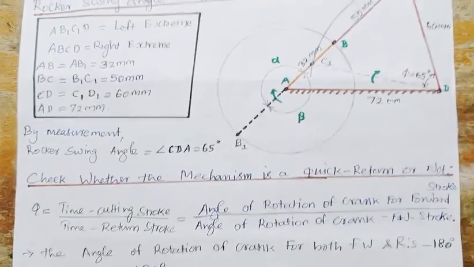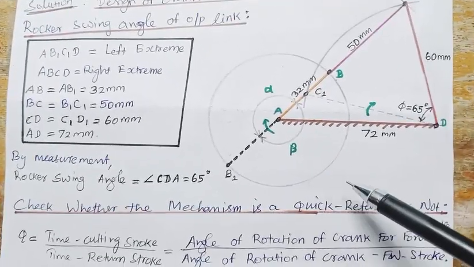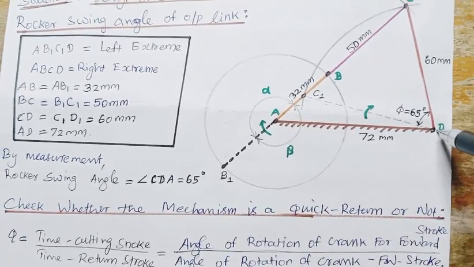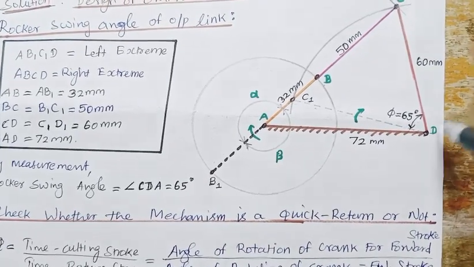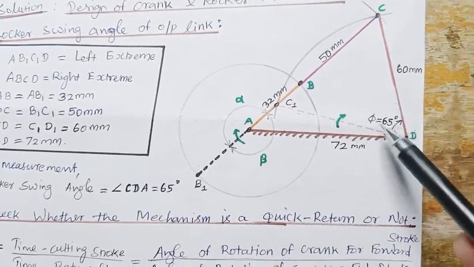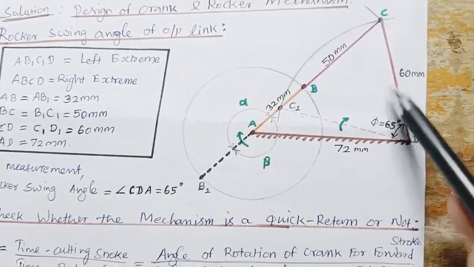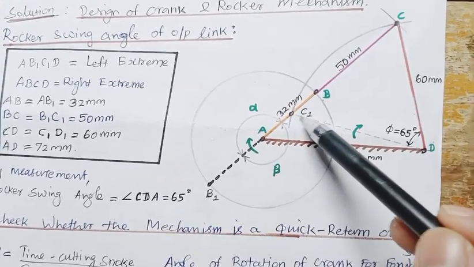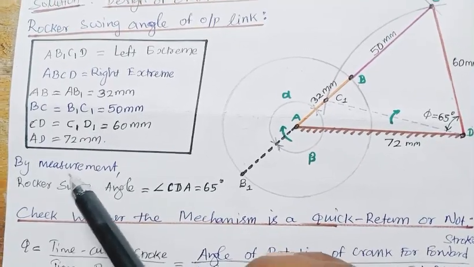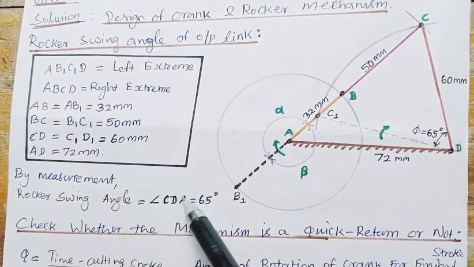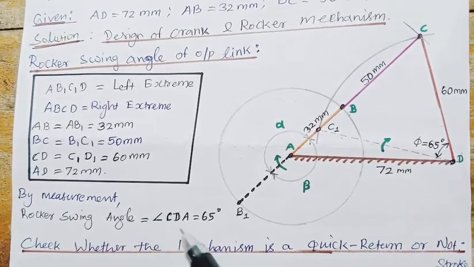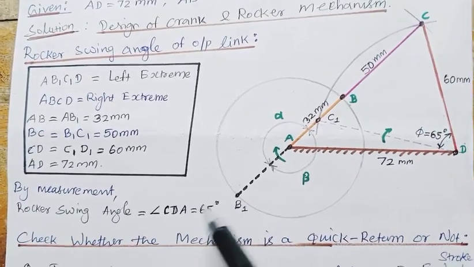By measurement, rocker swing angle equal to angle CDA, which means the angle D is 65 degree. From this, you start 65 degree. So this is the zero line. So the swing angle maximum is 65 degree. By measurement, rocker swing angle equal to angle CDA equal to 65 degree. So the first question's answer is 65 degree rocker swing angle.